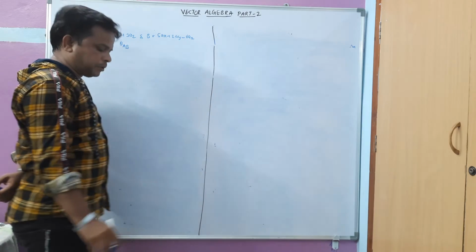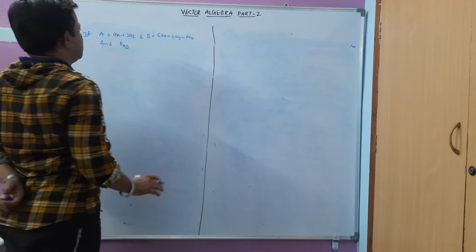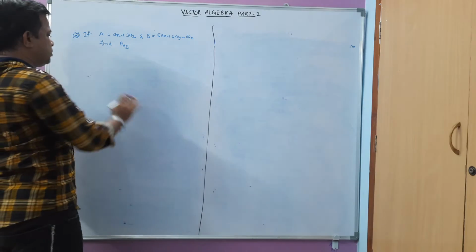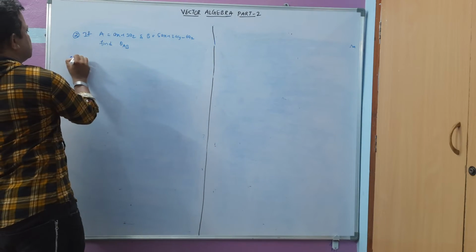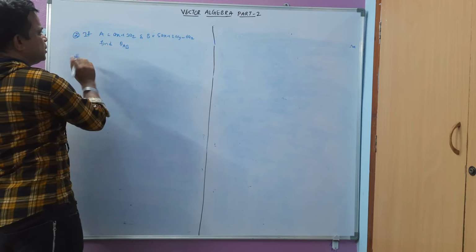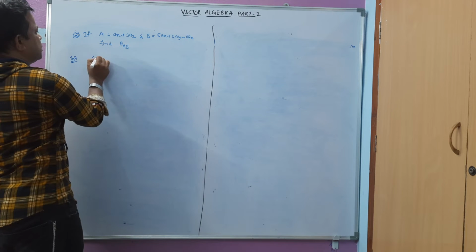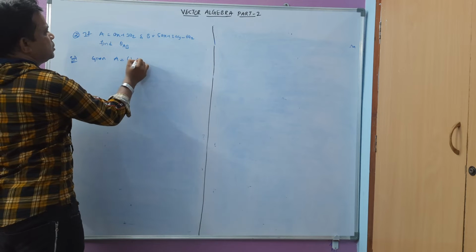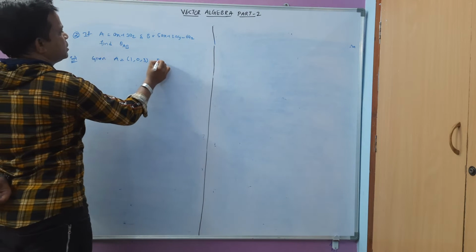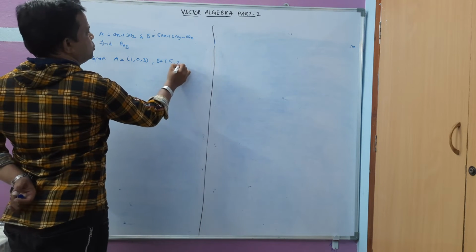So we are going to get the same result. I mean, we can perform either by cross product or dot product, and you have to get the same result. Solution here, let me write the solution first. Given A is equal to 1, 0, 3 and B as 5, 2, minus 6.